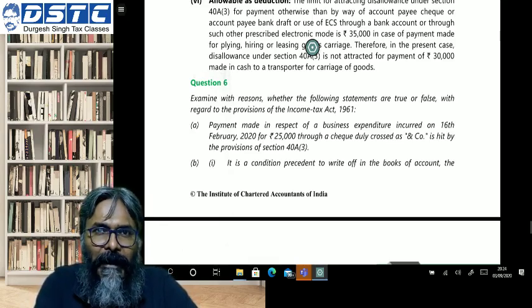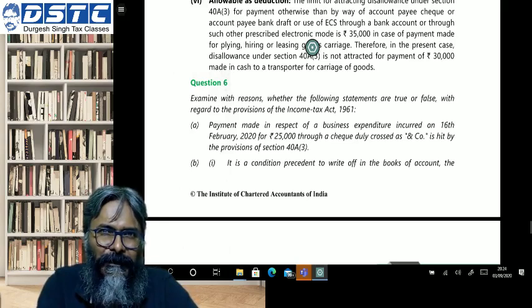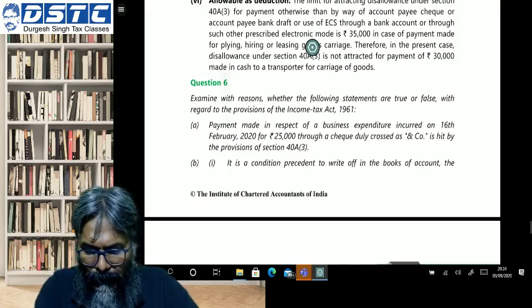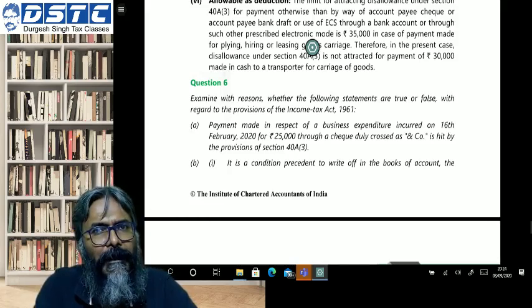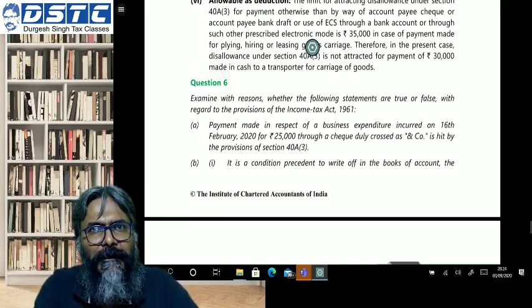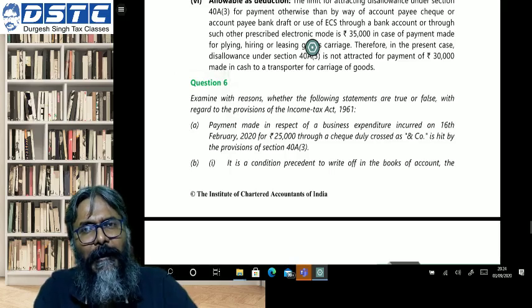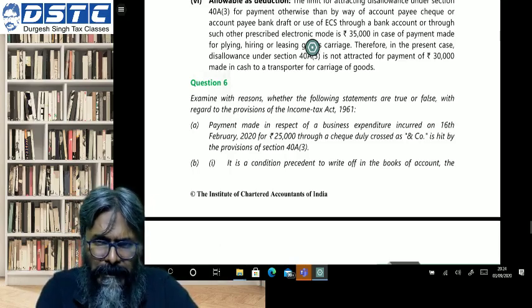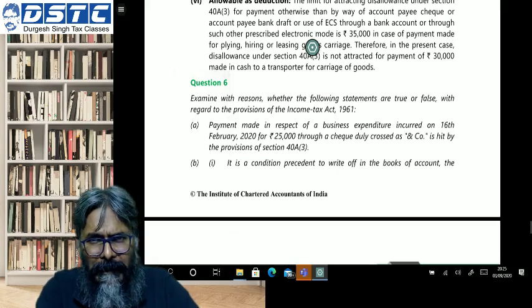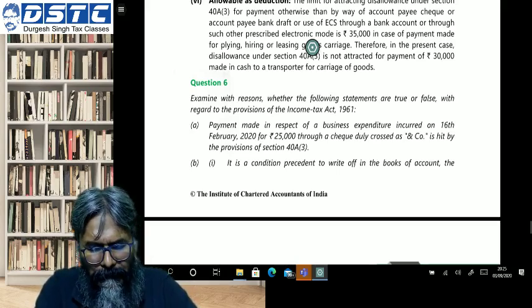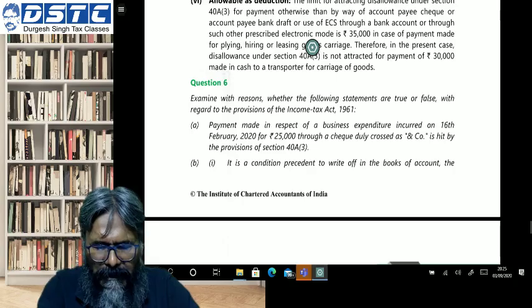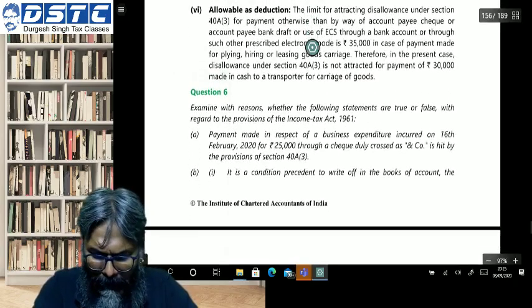If supposedly you have hired these companies, or so many passenger transport companies, for transportation of your employees to other locations, for them the threshold would be rupees 10,000 and not 35,000. That is the threshold. The threshold of rupees 35,000 is applicable only in respect of which company? The companies which are in the business of the carriage of goods.